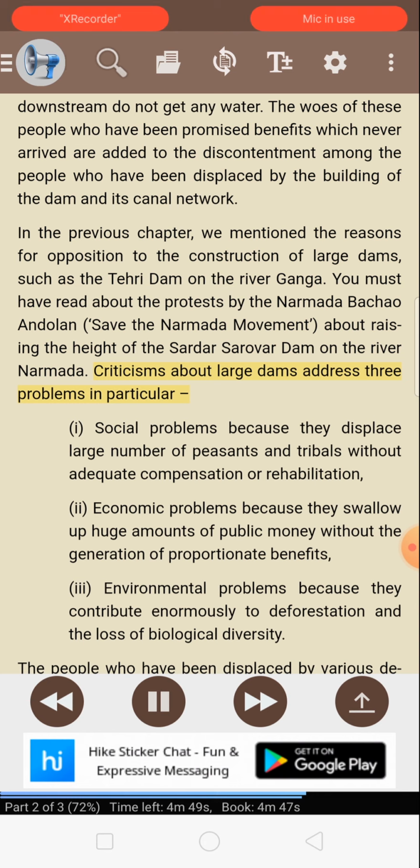Criticisms about large dams address 3 problems in particular. I. Social problems because they displace large number of peasants and tribals without adequate compensation or rehabilitation. II. Economic problems because they swallow up huge amounts of public money without the generation of proportionate benefits. III. Environmental problems because they contribute enormously to deforestation and the loss of biological diversity.